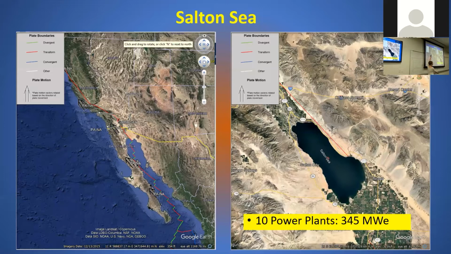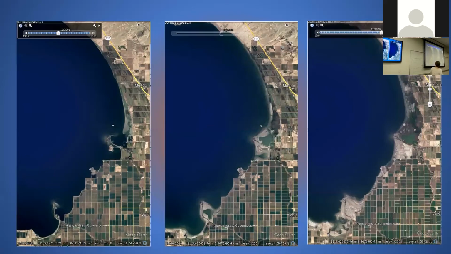This is probably one of those really monster big resources. Again, 10 power plants and 300 megawatts of energy. And because the Salton Sea is drying up, this is from 2001, this is 2010, this is 2020. Look at what's happening right along here. Over time, you're definitely seeing the Salton Sea dry up. So you have a much, much larger area that you could start exploring for geothermal energy, and that's happening. It's a hot area.